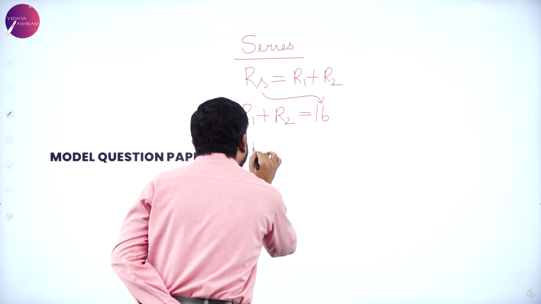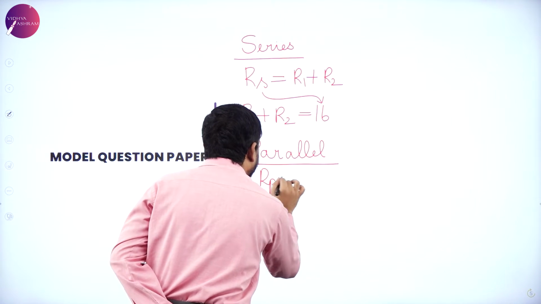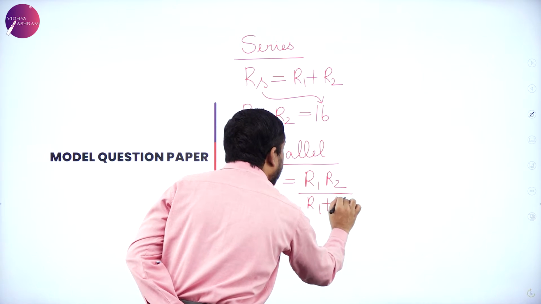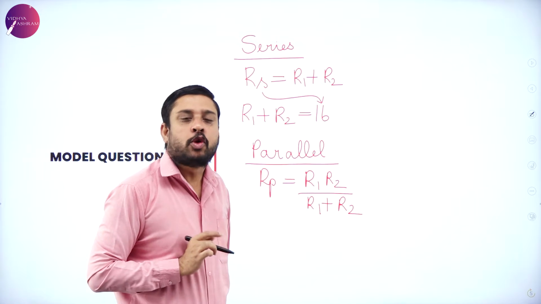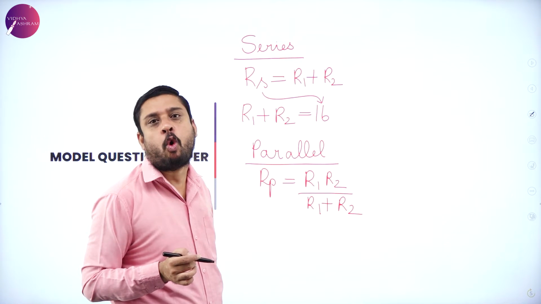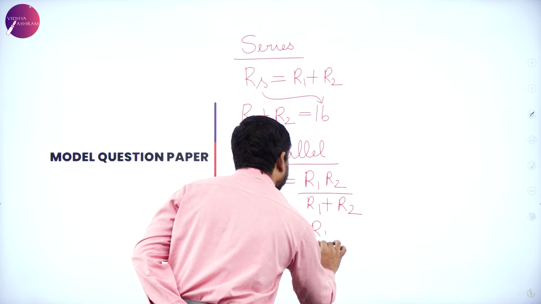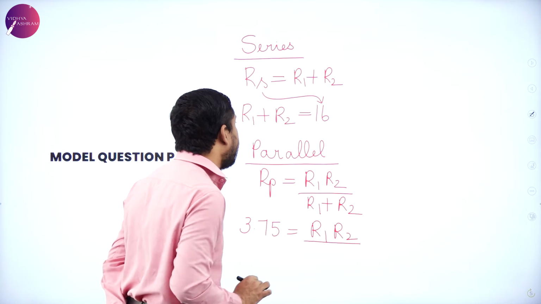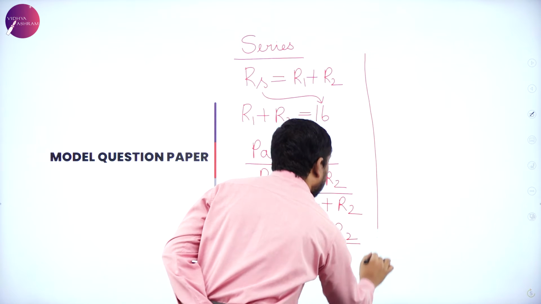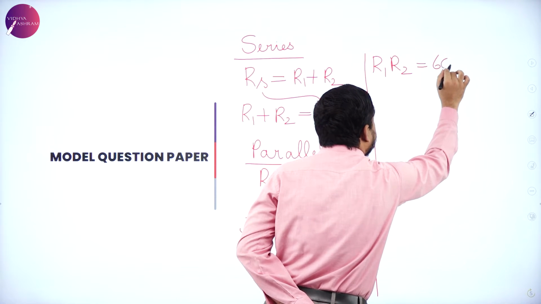Next, they are connected in parallel, where we know RP is R1 R2 divided by R1 plus R2. So when they are connected in parallel, effective resistance is 3.75 ohms. So 3.75 is R1 R2 divided by R1 plus R2, which is 16. So R1 R2 is equal to 60.